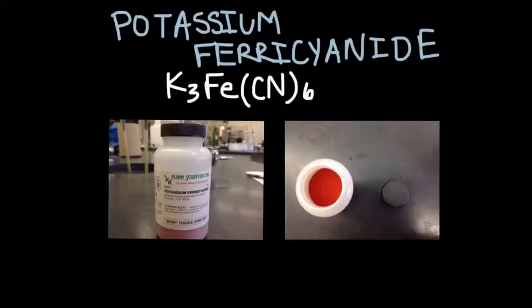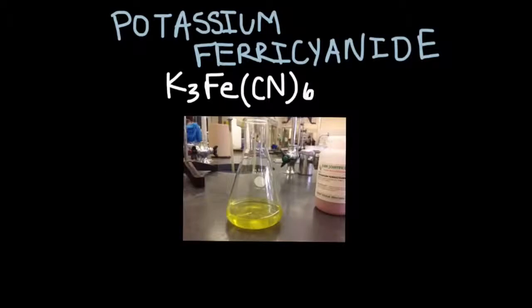Potassium ferricyanide is an orangey crystalline solid. When mixed with water, it creates a yellowy-green solution that, when heated or mixed with acids, creates toxic hydrogen cyanide fumes. It is also irritating to skin.